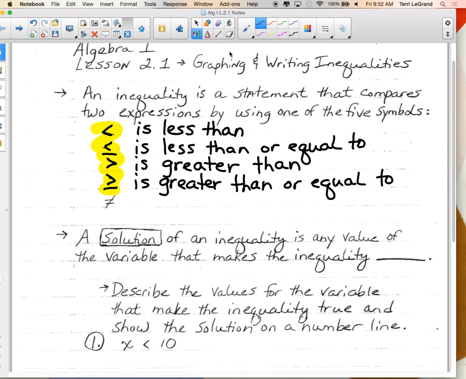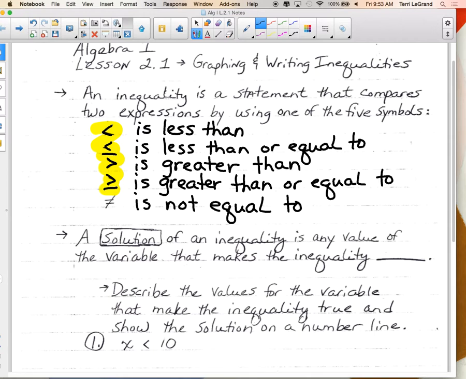Okay, very important. And then what's this one say? Is not equal to. The fifth inequality symbol is not equal to. When we are making a comparison of numbers that are not equal to each other, but we're not comparing them.